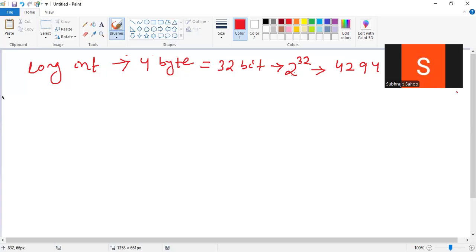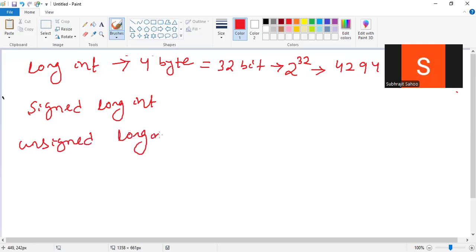Okay, so this is the storage capacity for the long integer. Long integer may be signed. This is also called a signed long integer. And one more is the unsigned long integer.